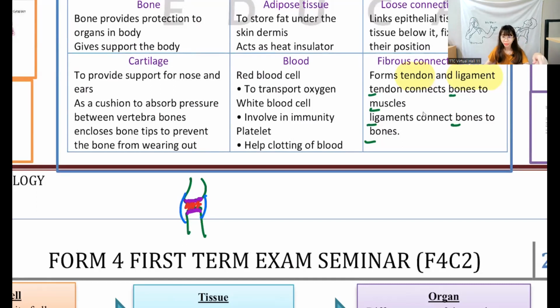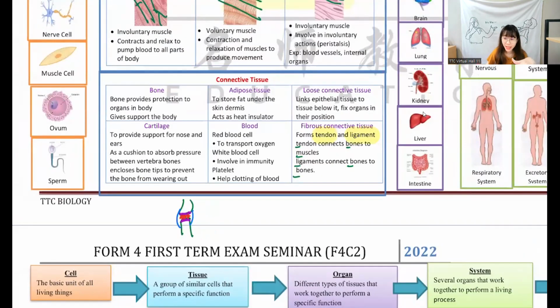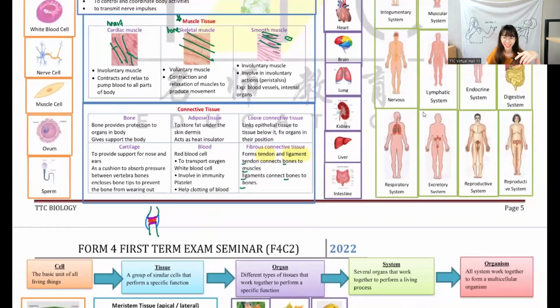Inside got fluid. And that's the reason why when you crack your finger, you have sound, because of the fluid in between your bones. When you crack your finger, that is because of the fluid.